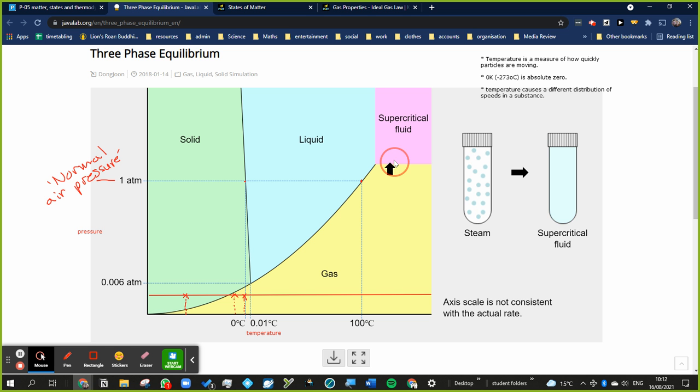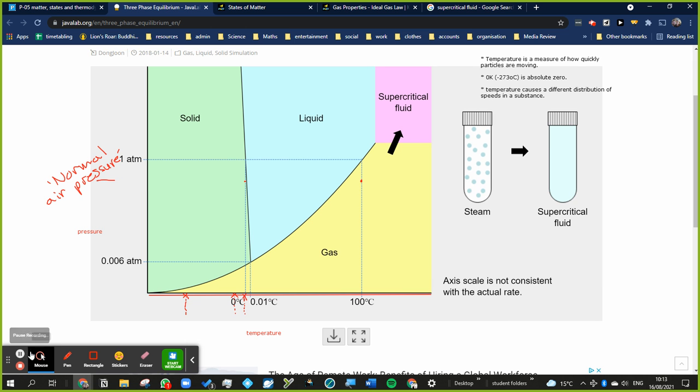Now, what's a supercritical fluid? I'm not quite sure what a supercritical fluid is, but it looks to me like it's something somewhere between a gas and a liquid. We'll quickly see if we can find out what that is. So when it's a supercritical fluid, it could either be a liquid or a gas. That's basically what that means, in a nutshell. I'm sure it's maybe slightly more complicated than that.